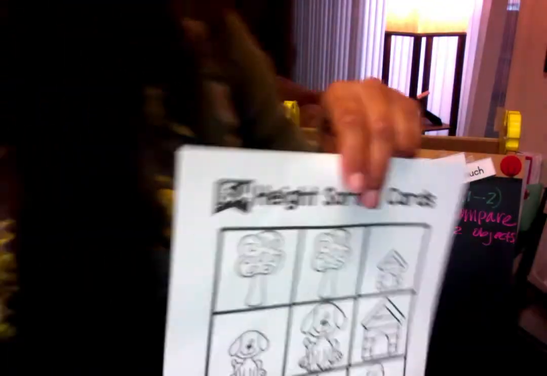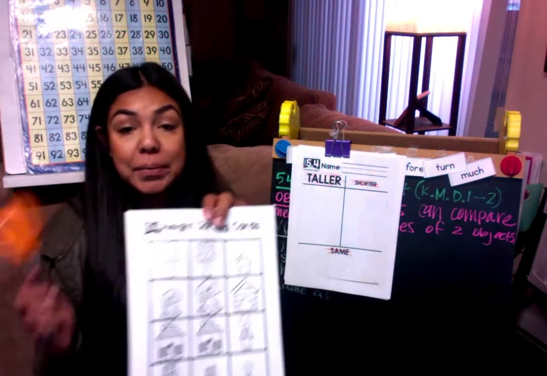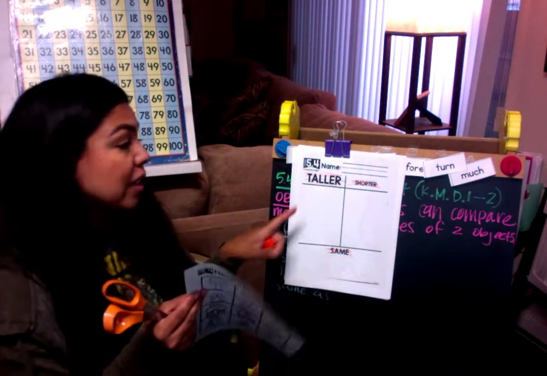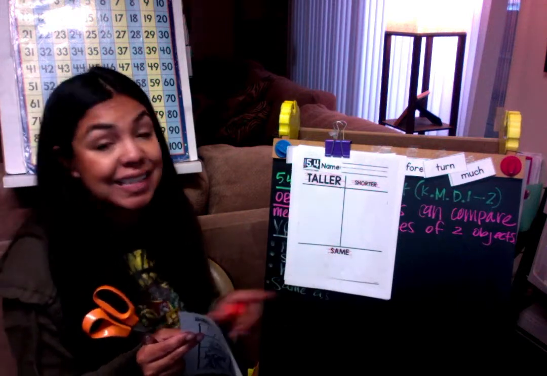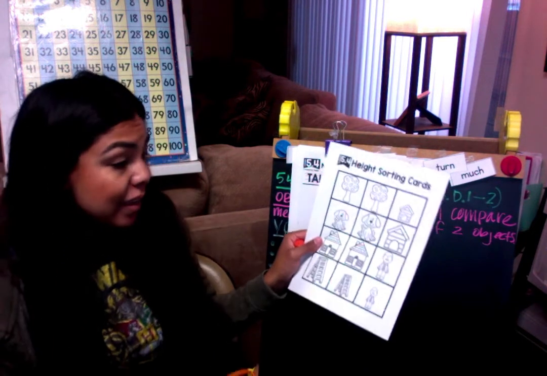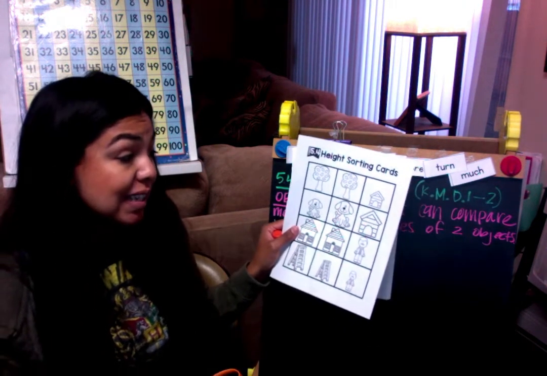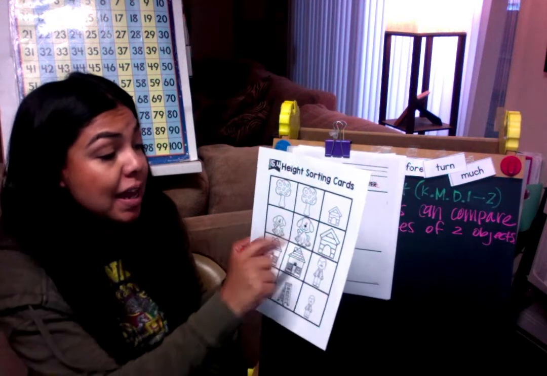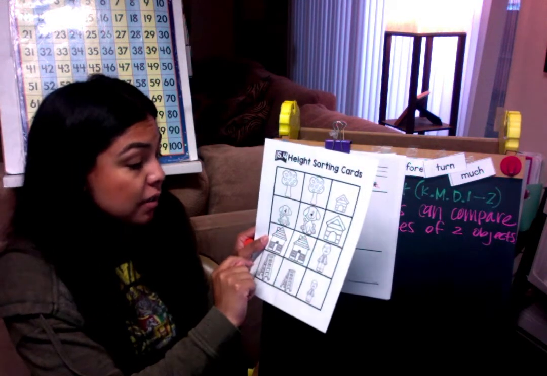Sorry guys, let me grab my scissors. Awesome. Okay, so grab your scissors, grab your glue, because you will need these. All right, so we're going to look at which ones are taller, shorter, and the same. So if we see here, we have different sizes of all the pictures. We have 2 different sizes of trees, houses, doggies, more houses.